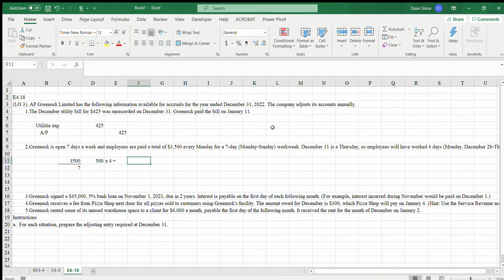I get $2,000. So we have to do a journal entry accruing $2,000 for those 4 days. So I'm going to debit salaries expense and credit salaries payable for that 2,000.